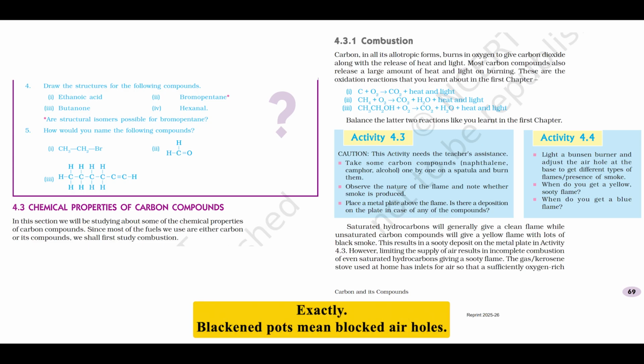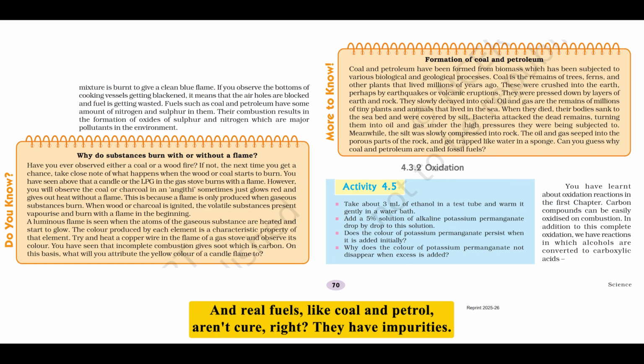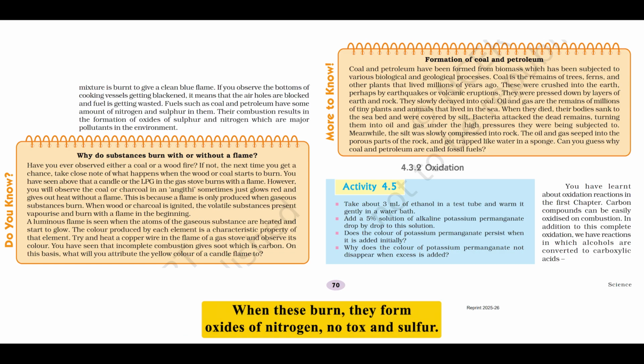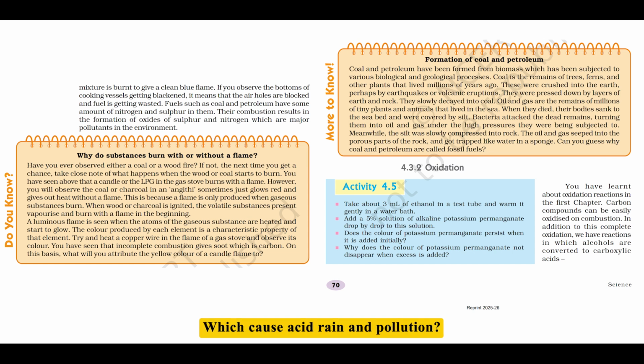Exactly. Blackened pots mean blocked air holes, incomplete combustion, wasted fuel. And real fuels like coal and petrol aren't pure, right? They have impurities. Yes, often nitrogen and sulfur compounds. When these burn, they form oxides of nitrogen, NOx, and sulfur, which cause acid rain and pollution.